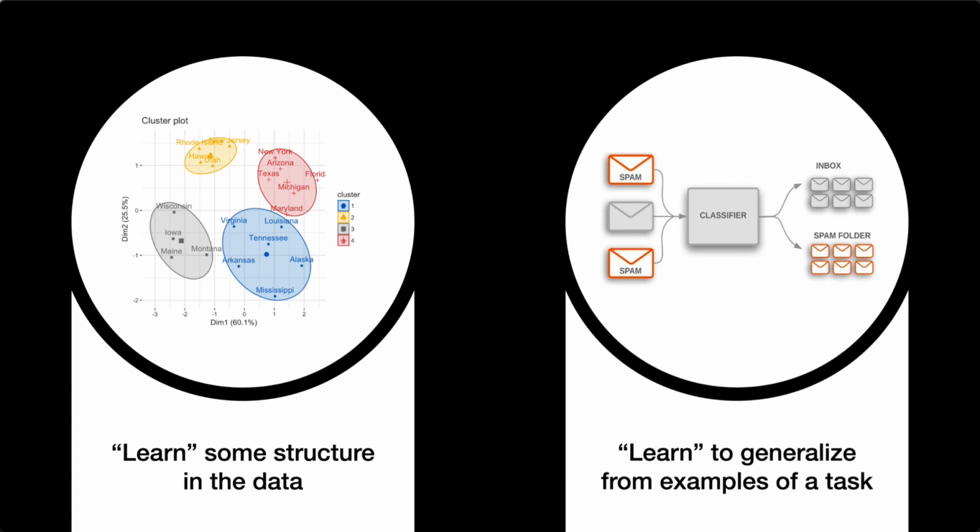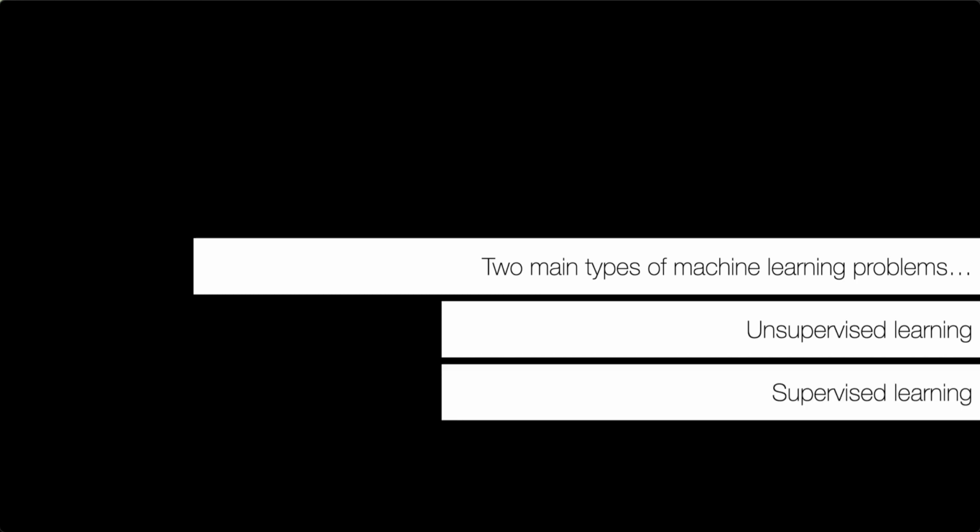So in the context of the spam classification image that you see here, we have a bunch of examples of good and bad email, and we want to learn to generalize to new email. When we see new email come in, can we evaluate whether it is good email or spam email? This is a generalization question. So in this case, we'll talk about two different kinds of machine learning problems. The first is unsupervised learning, and the second is supervised learning.